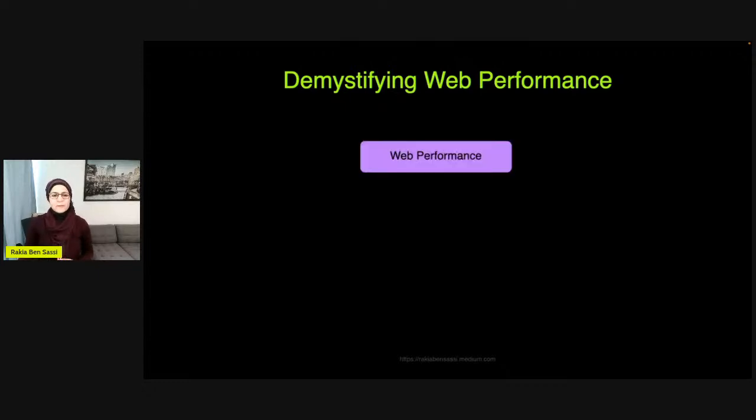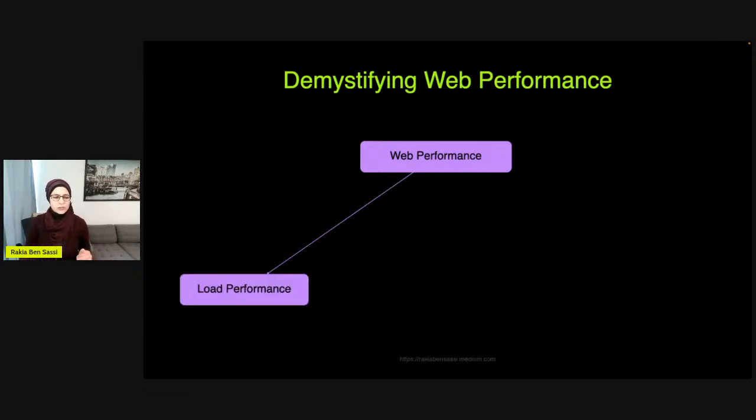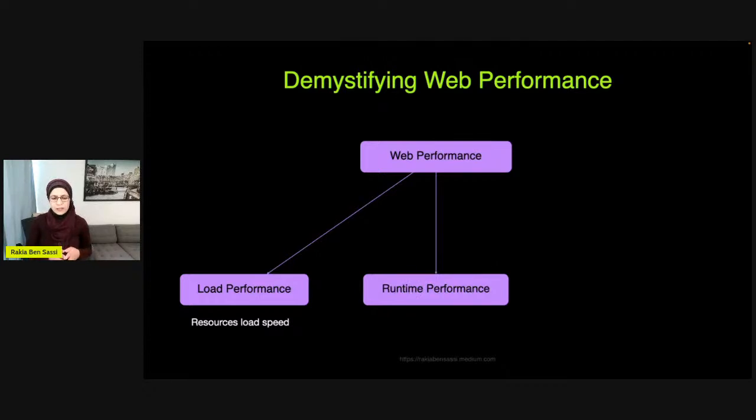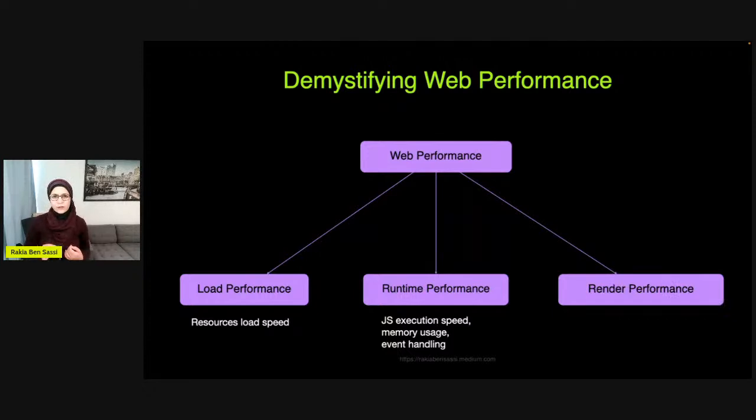So when we talk about web performance, in fact, we are not talking about a single process or a single monolithic concept. We are talking about a complex tapestry. Firstly, we have load performance, which refers to how quickly resources load on the browser and can be displayed to the user. Then we have runtime performance. A well-optimized runtime performance ensures that the application stays responsive and also efficient over time after it has successfully loaded. This involves things like JavaScript execution speed, memory usage, and event handling. And the third piece of the puzzle is, in fact, render performance. This refers to how the app refreshes and renders after interactions like, for example, animations or scrolling.